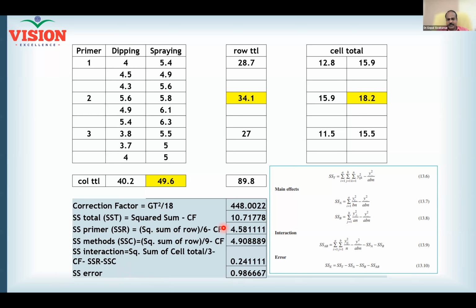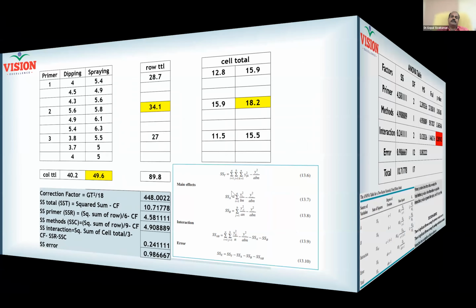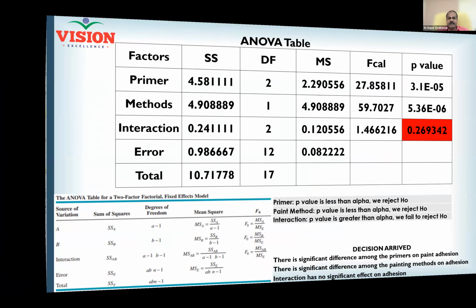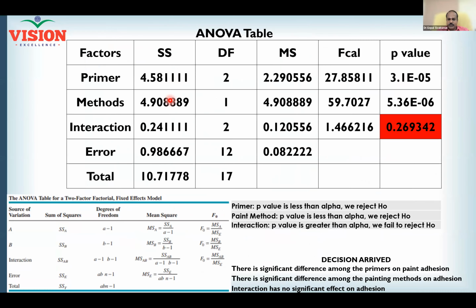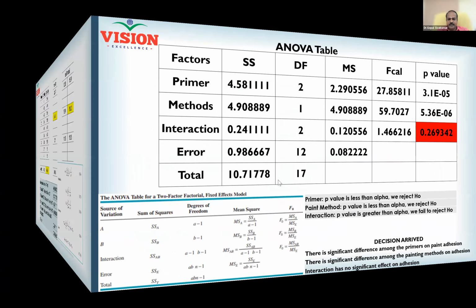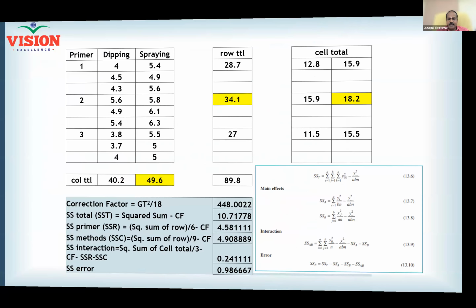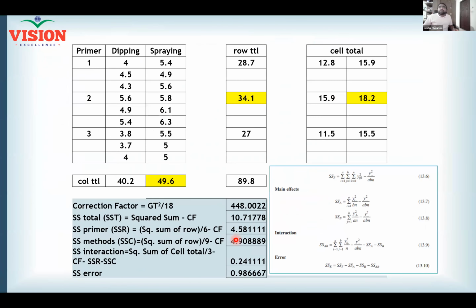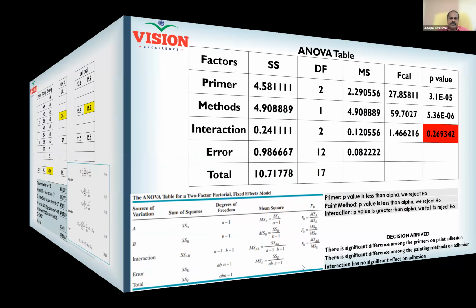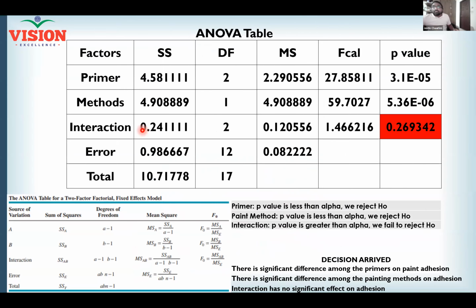You can see here, all these numbers calculated only participate here. Can you see that 4.58? 4.90. What is 4.90? Effect of the painting method. And error is how much? 0.98. Can you see the 0.98 error? Yes. Interaction is also coming.